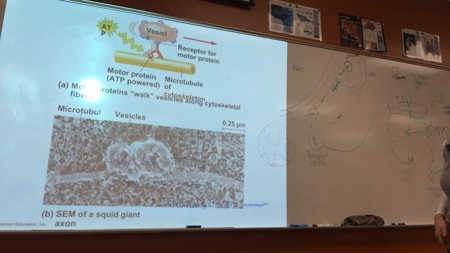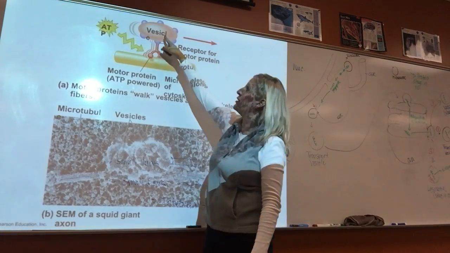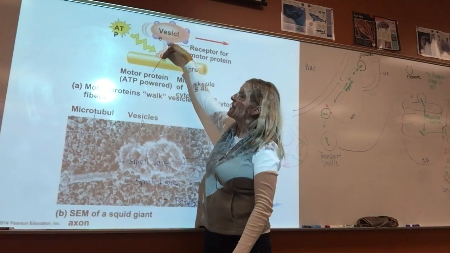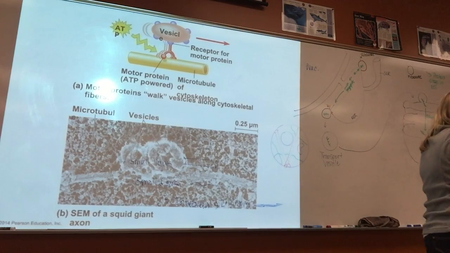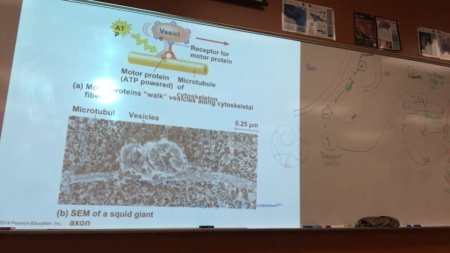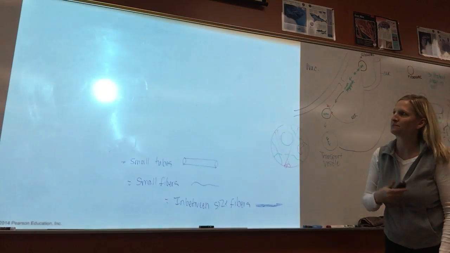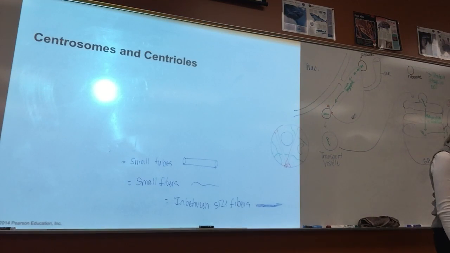That's what this next picture is showing you here. Here's the little vesicle, like a transport vesicle. They have this little motor protein that they use ATP to contract, and it moves along these microtubules. So you have to imagine that that's how the transport vesicle moves throughout the cell. So that's another purpose of the microtubules. Another purpose of the microtubules has to do with cell division.